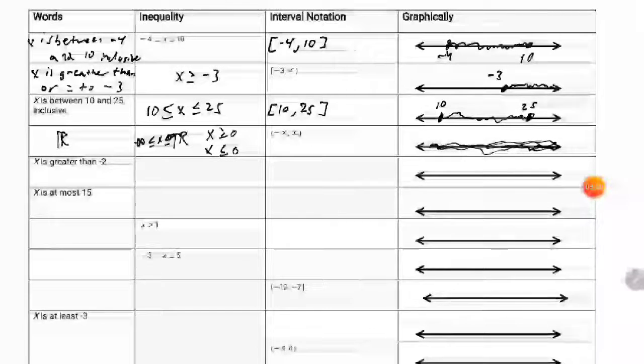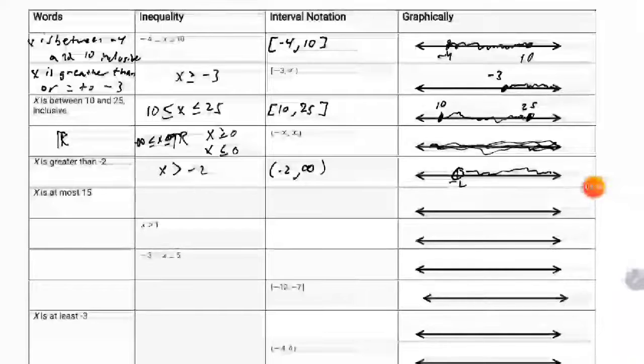X is greater than negative 2. Well, that's easy to write. X is greater than negative 2. So this one, our lowest point is negative 2. And we're going to have a parentheses because it's not including negative 2. And it's going to go to infinity. So we have negative 2 here. It's going to be an open dot. And then we shade to the right.